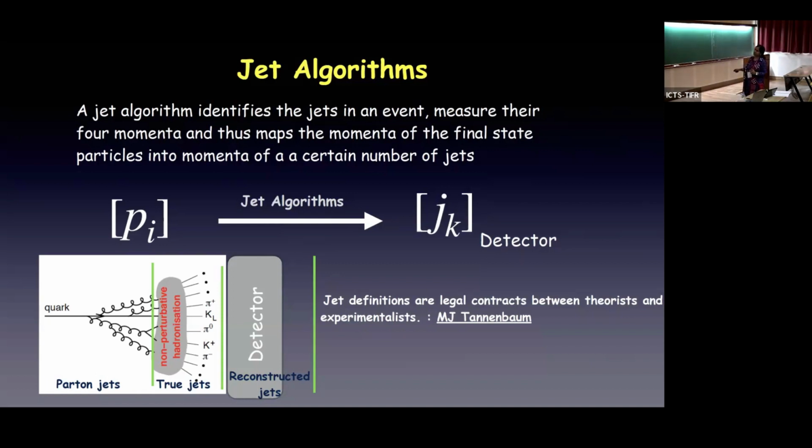Okay, so this is the picture. This is your initial partons, then they hadronize, and so these are the true jets. But then you have detectors, and these detectors will give you the information of the tracks which you measure, and from those tracks you reconstruct jets and then try to map them into true jets, which would give information about your initial partons.